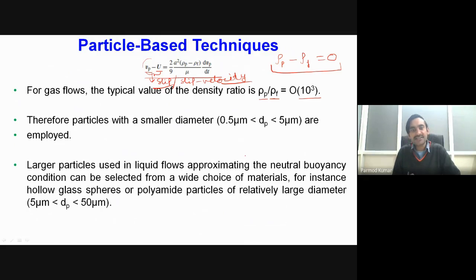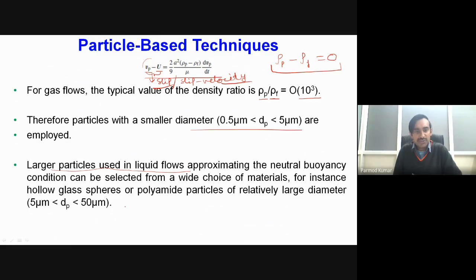Therefore, under such circumstances, we have to consider a very small diameter of the particle, particularly in the range of 0.5 micrometer to 5 micrometer, so that the weight of the particle will be very small and it will be almost acting as buoyant inside our flow field. Otherwise, we may employ larger particles. Particularly for liquids, that is very easy to employ.